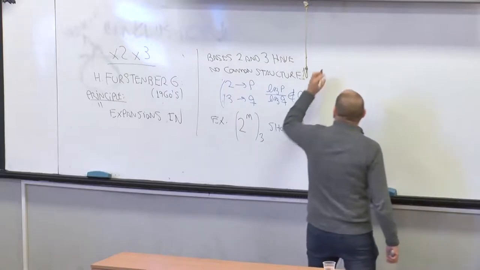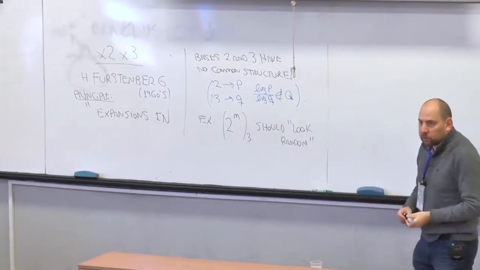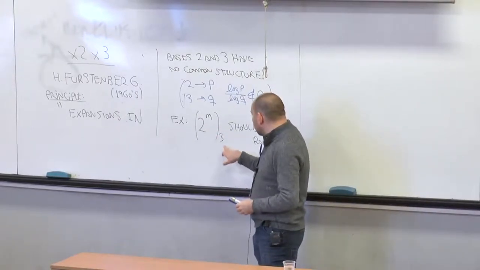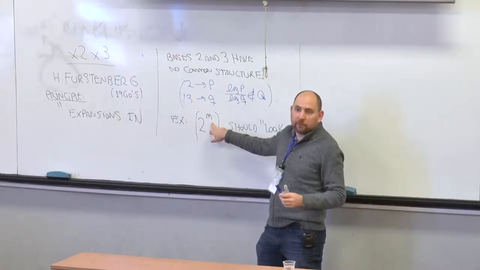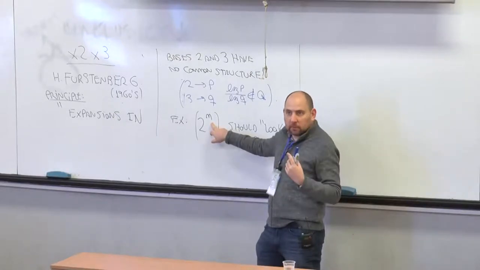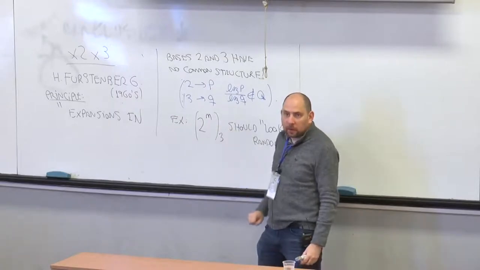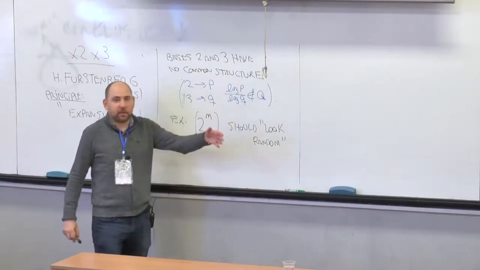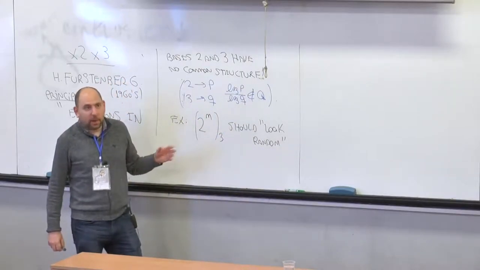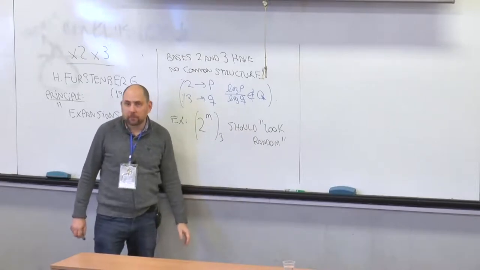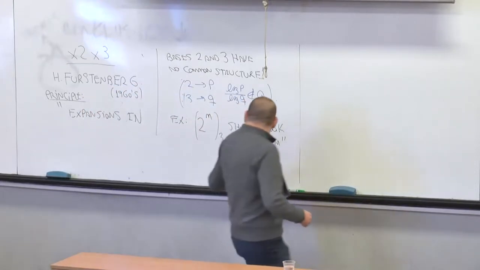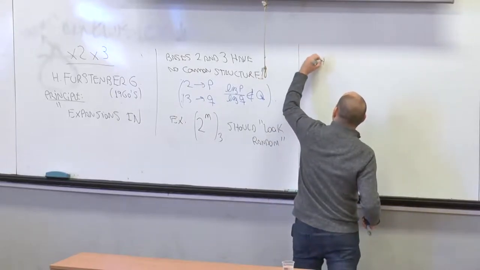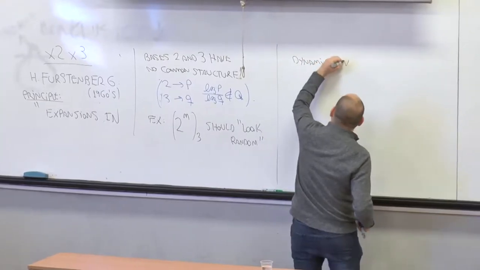OK, nothing is known about this. For example, it's not even known if for all sufficiently large n, the ternary expansion of 2 to the n has the digit 1, for example, even once. So this is not known. And that's much weaker than saying that it behaves randomly. And that's completely open. OK, so there is no dynamics here, so I'm going to move to a bit more dynamical version of the principle, still very vague.